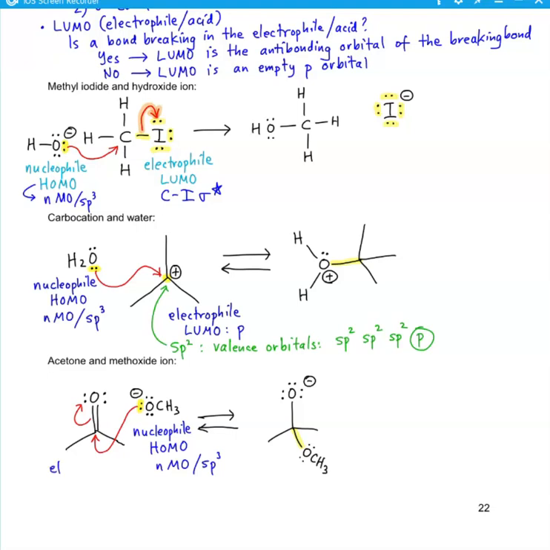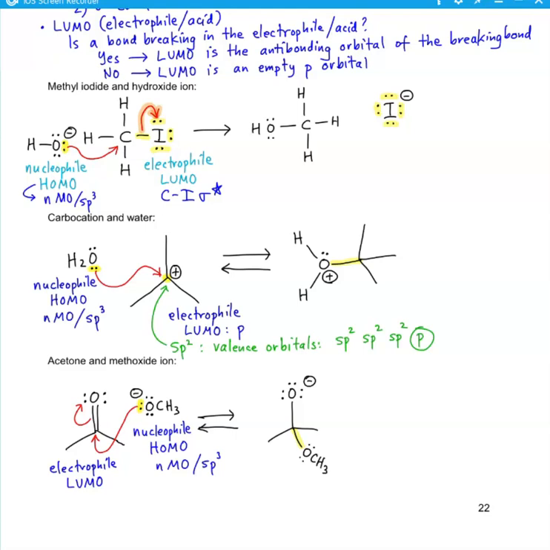That makes the acetone the electrophile. The arrow is pointing toward it, so it's accepting the electrons. Since it's accepting electrons, it must be using its LUMO. So remember, to identify the LUMO, you would ask, is a bond breaking in the electrophile?